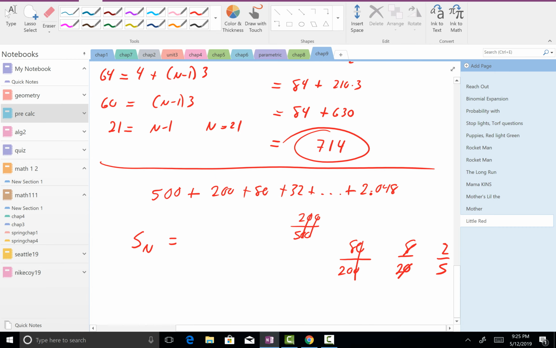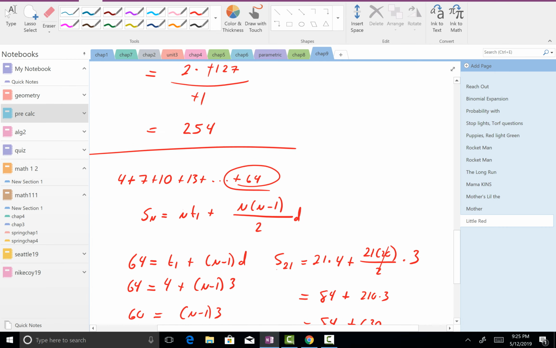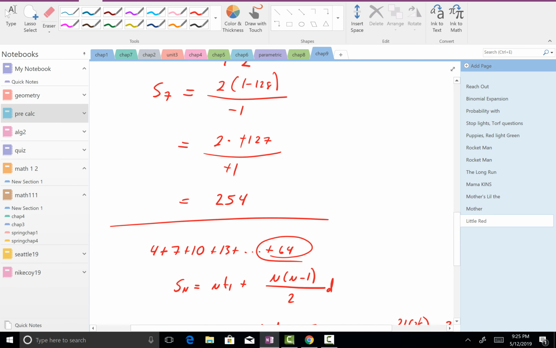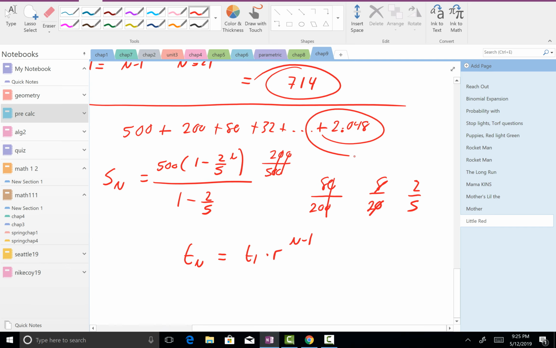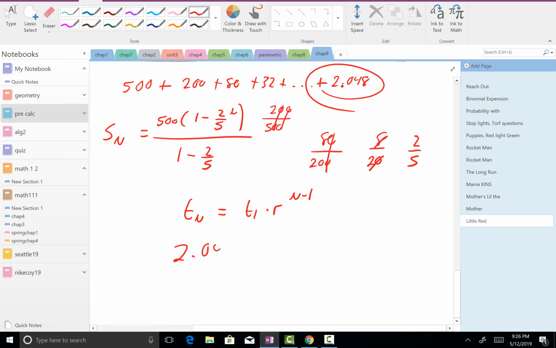So let's use our formula that we have for geometric that we just came up with, where we take our first term, 500 times 1 minus r to the n, over 1 minus 2/5. We know what r is. The problem is we don't know what n is. So we got to use this guy to figure that out, and we're going to go with this term because that's the last term in the series. Everything else we do know.